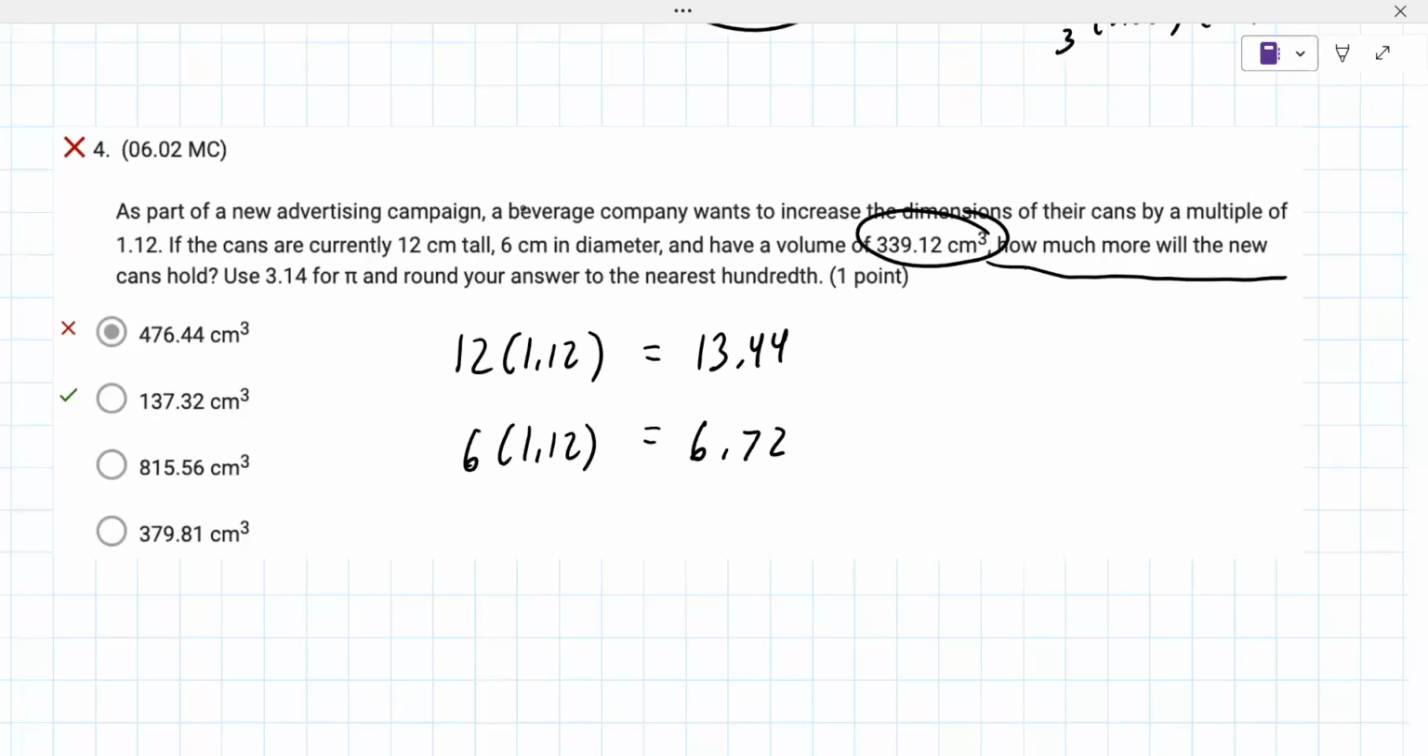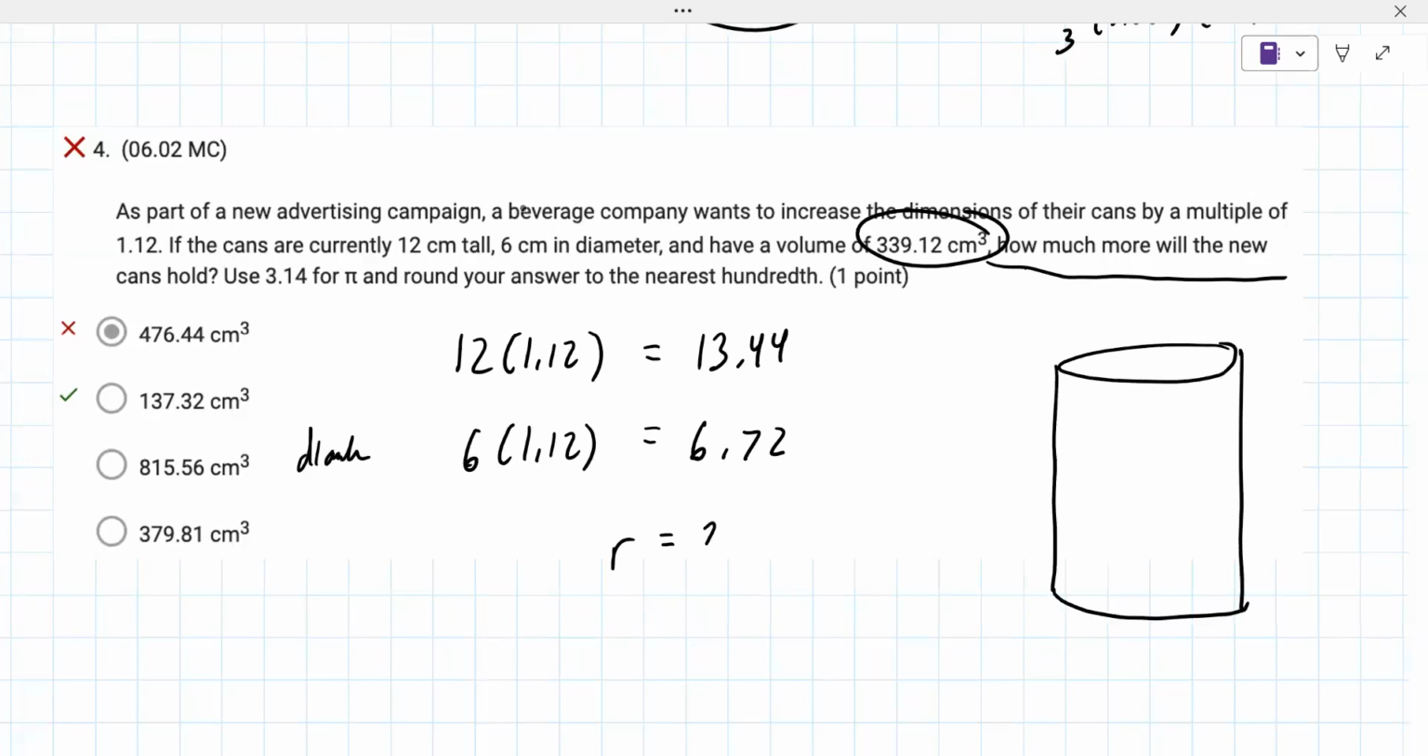Good. Okay. So the thing is though, the second one's the diameter. And we don't really want that. We want the radius. You're gonna have to cut that in half. So divide that number in 2 and let me know what you come up with. That's 3.36. Okay. So that's the radius.